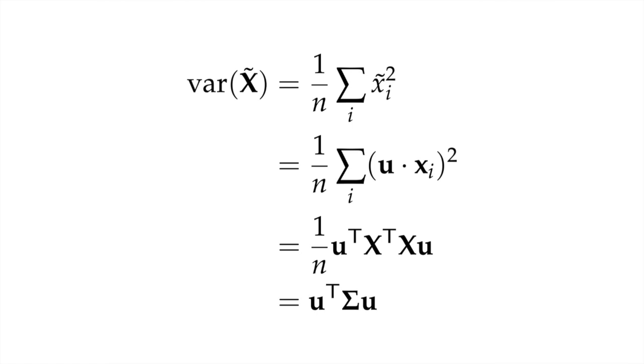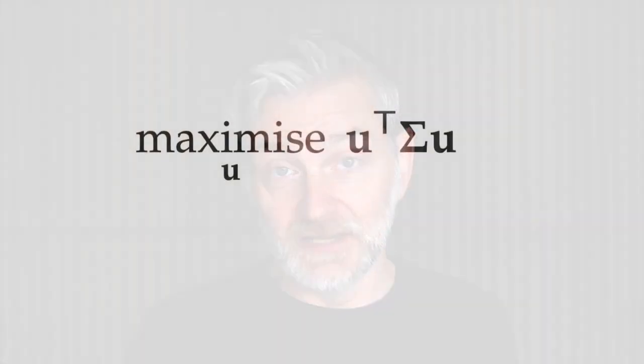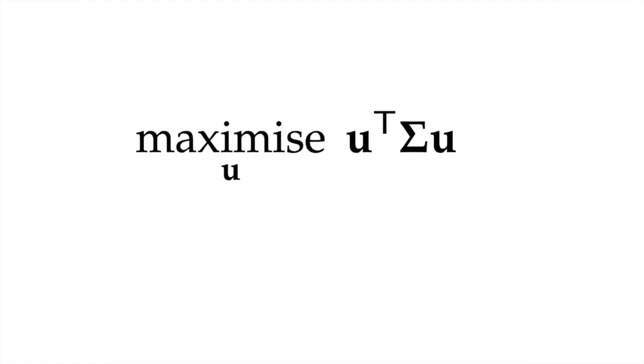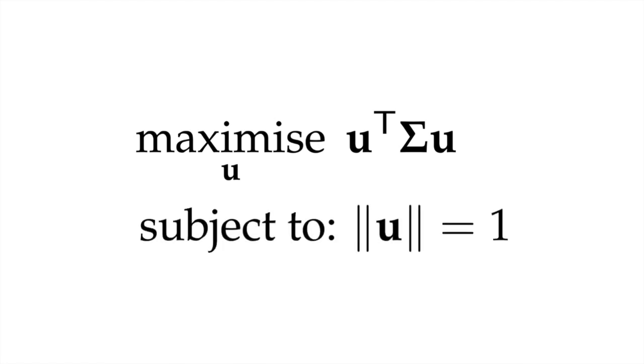So this expression u transpose sigma u is the variance of our complete data set when it's projected onto this vector u. We know that we want to maximize this value, and so that gives us this optimization expression here. Remember that we're imposing the requirement that u is a unit vector. If that's not the case, this expression can be increased arbitrarily just by making u bigger. So this is a constrained optimization problem.